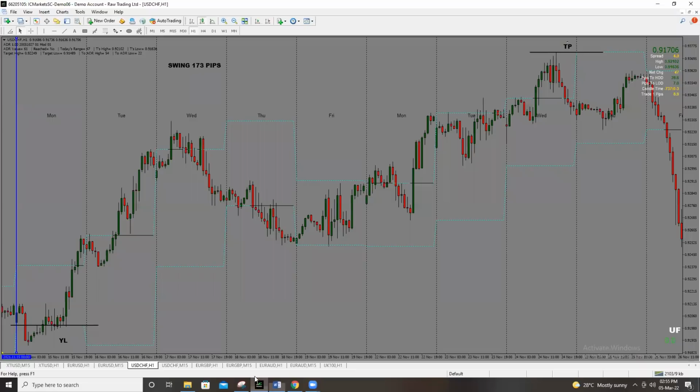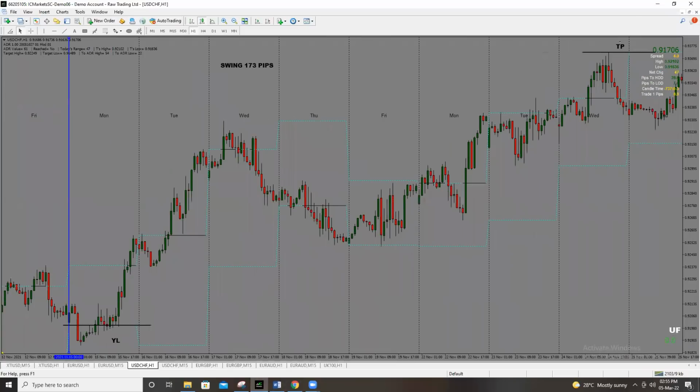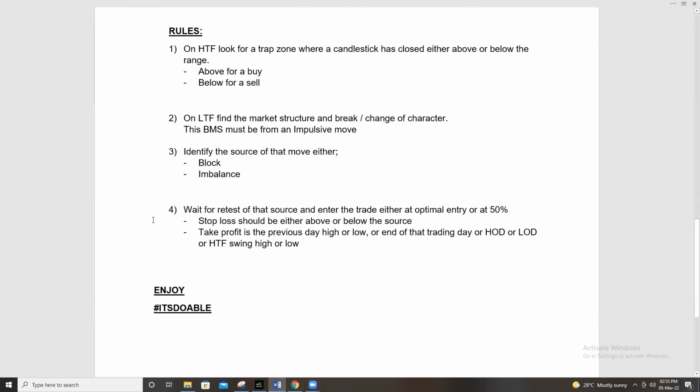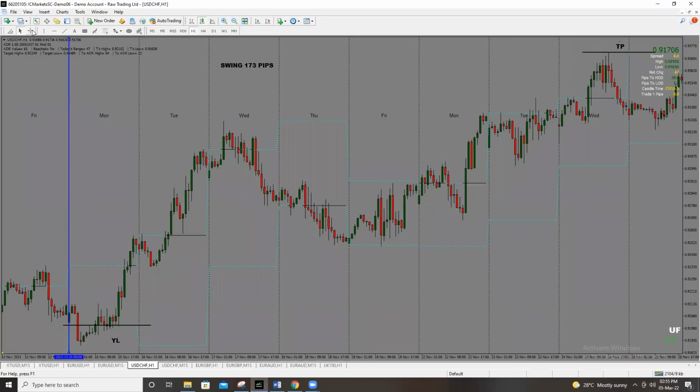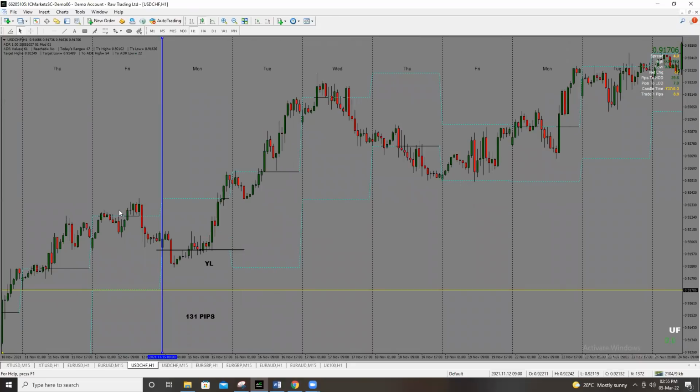Now let's get to a chart. So we'll be reading the rules, coming back to the chart. So rule number one, on higher time frame, we're going to look for a trap zone. Remember, yesterday's low, yesterday's high. So we go to a higher time frame. My choice is the 1 hour chart. So I'm on 1 hour chart. I'm going to identify either a yesterday's low or a yesterday's high.